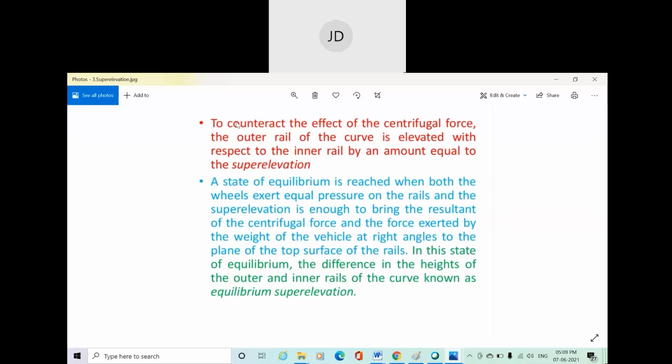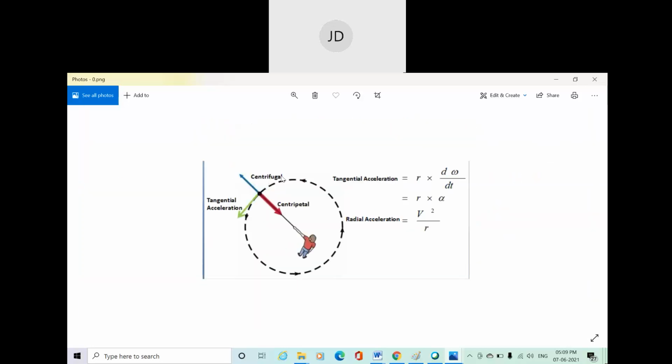Now, to counteract the effect of centrifugal force, the outer rail of the curve is elevated with respect to the inner rail by the amount which is equal to superelevation. This we have already discussed. The main purpose of implementing superelevation is what? To counteract the centrifugal force. That means to resist this centrifugal force.